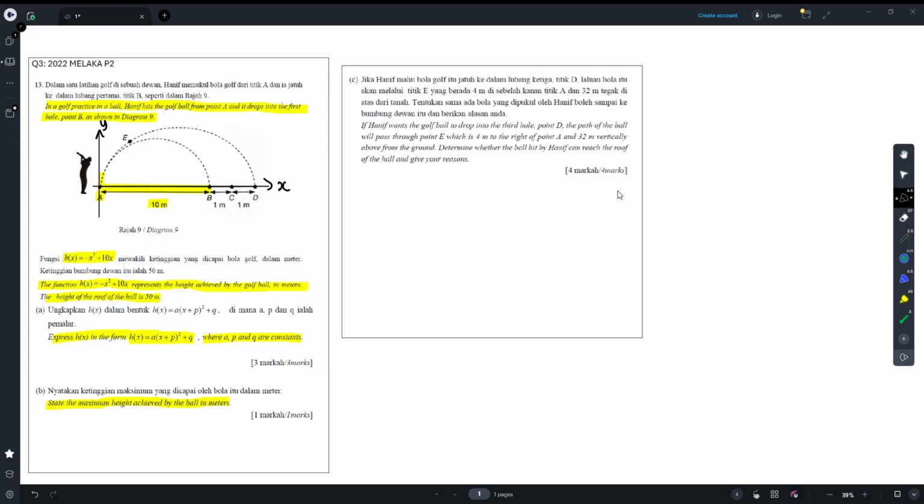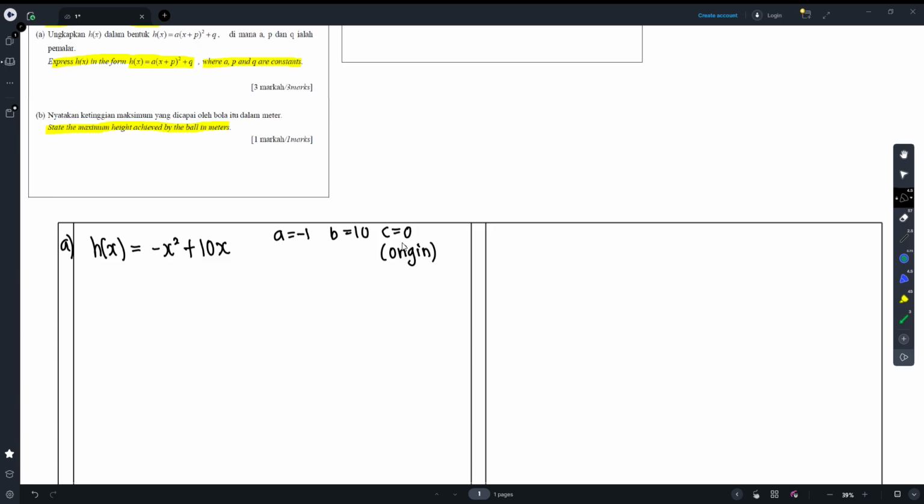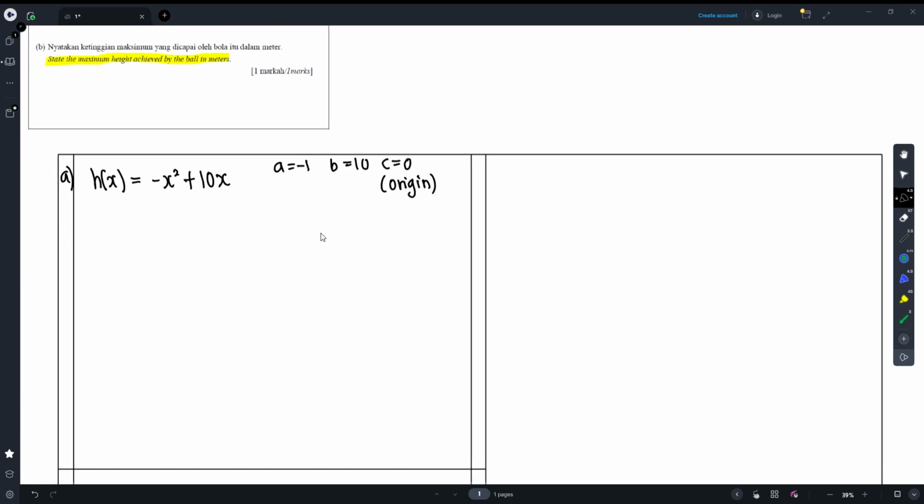So we can see clearly point A is starting at the origin. So I can take this as (0, 0). That is the reason why I take c as 0. And here also the c value given is 0. So this is general form. I need to convert to vertex form, so I will do the completing square method. The first step, you have to factorize the negative out of the x².